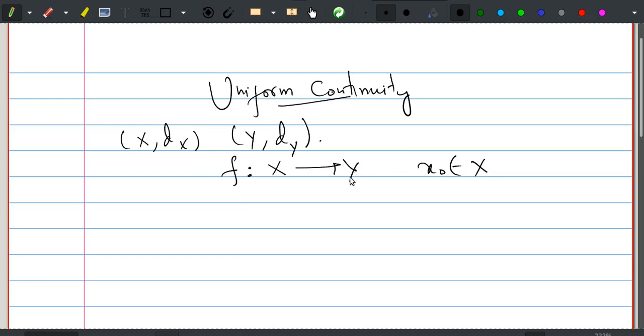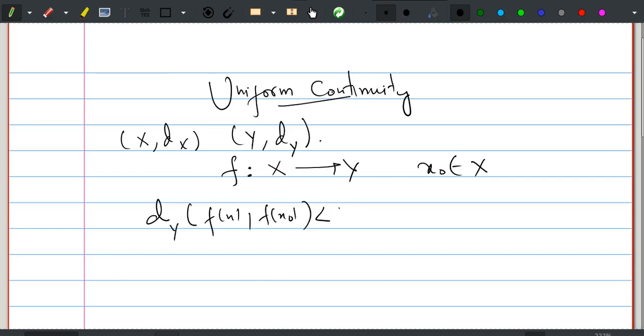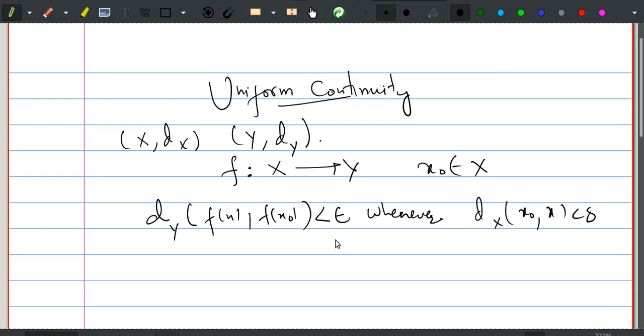In the definition of continuity, when x naught and epsilon are specified, we make a definite choice of delta, so that dy of f(x) and f(x naught) is less than epsilon whenever dx of x naught and x is less than delta. This describes delta as dependent upon x naught and epsilon. So we may write delta equal to delta(x naught, epsilon), to emphasize that delta depends on x naught and the choice of epsilon.